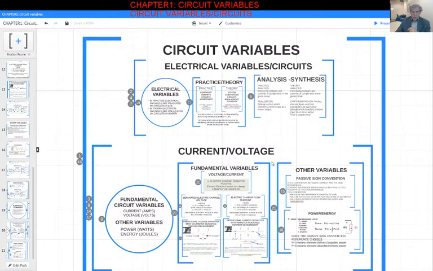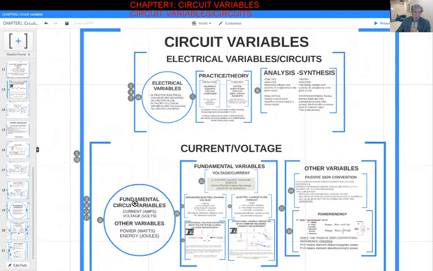The second frame, we are talking about this frame. So we just examined what circuit variables in circuits are. Now we are going to go a bit into details for the circuit variables. These variables have two main groups.